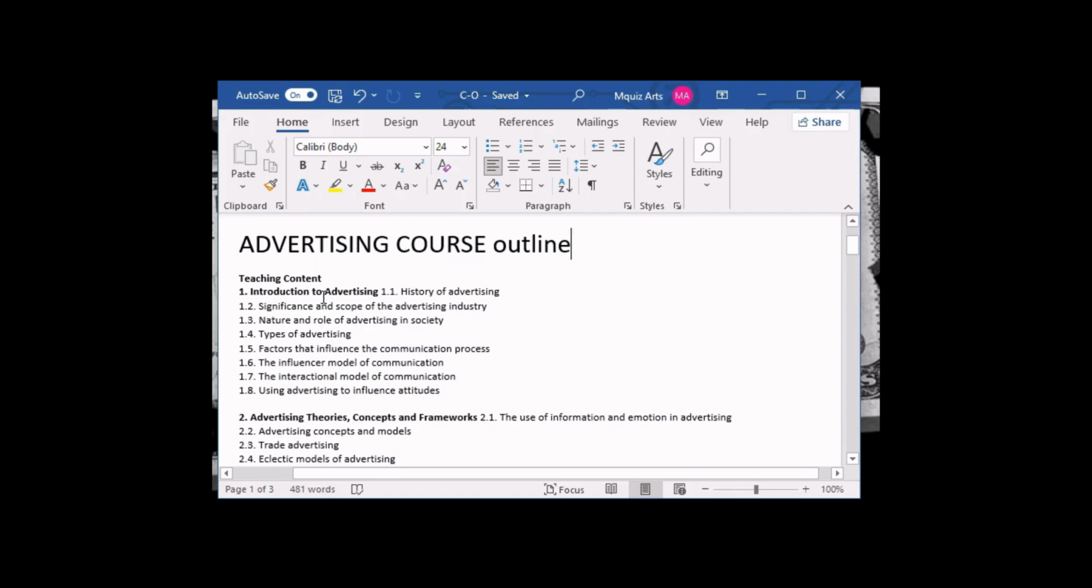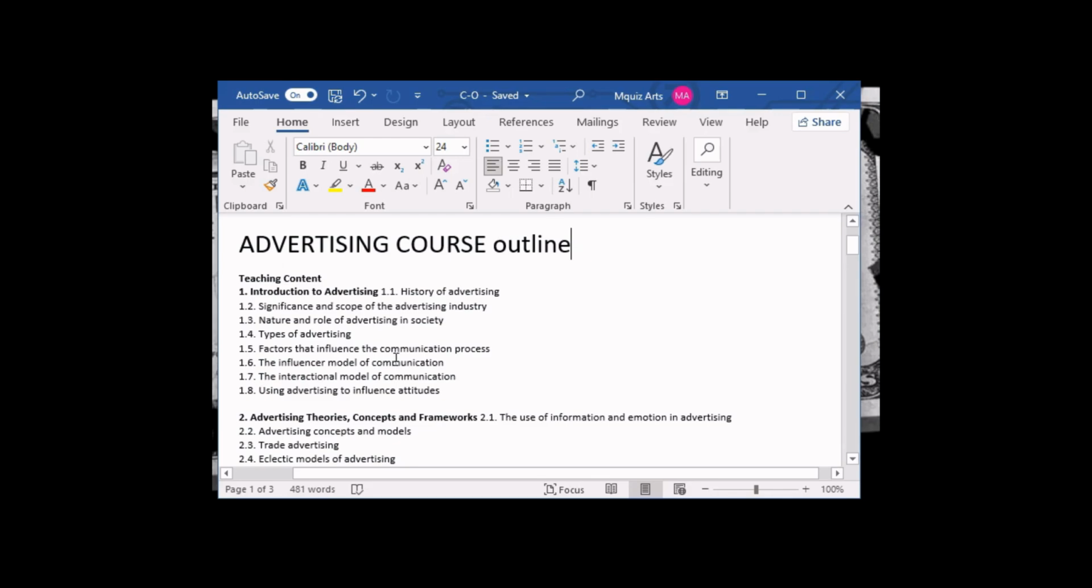Introduction to advertising will be the first topic, whereby we shall talk about the history of advertising, which will be 1.1. The next subtopics will be the significance and scope of the advertising industry, the nature and role of advertising in society, types of advertising, factors that influence the communication process in advertising, and the influencer model of communication. The influencer model is very great since we're in a system where there are influencers all over, so this will be helpful.